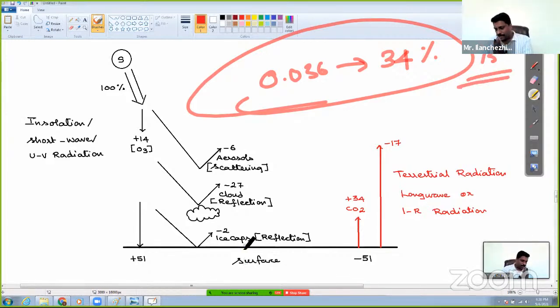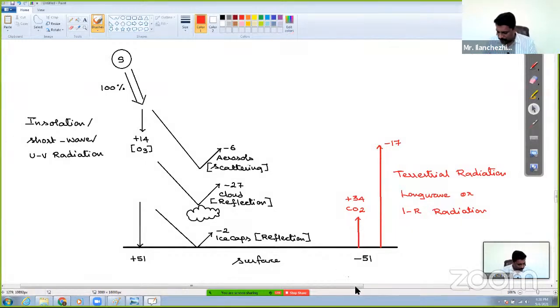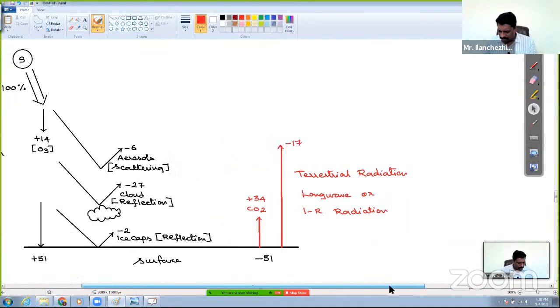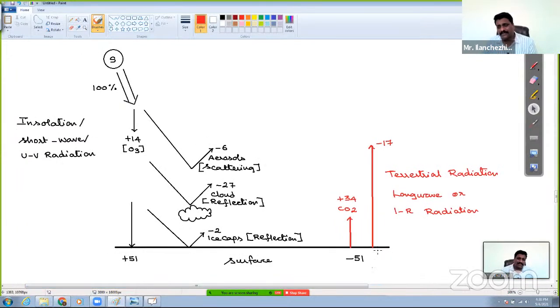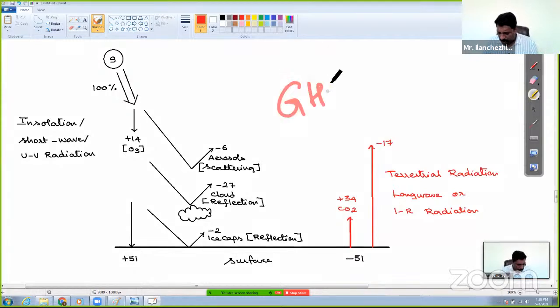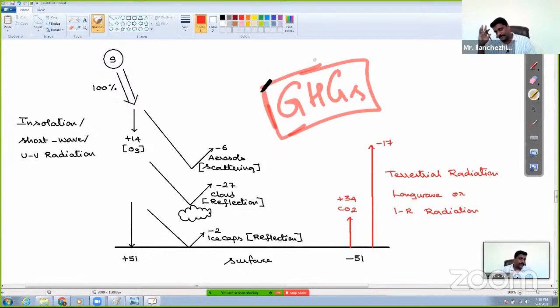So what is heat budget? We have an idea. Now, my dear friends, now comes the question. What about carbon dioxide? Do we need carbon dioxide? Is this carbon dioxide so important? And my dear friends, let me tell you, greenhouse gas. What is the importance of greenhouse gas, my friend? Are they important? That's the question.